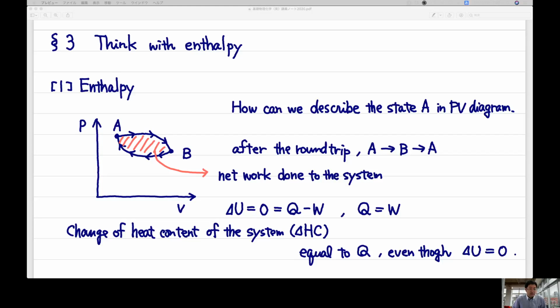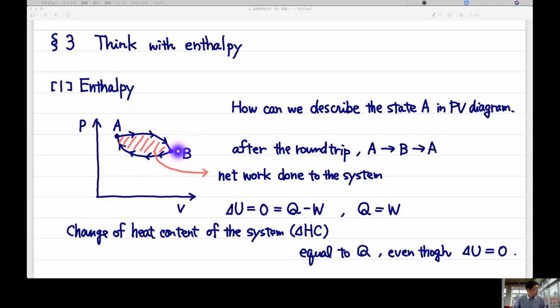Hi guys, in this video, I would like to talk about enthalpy. As I described before, internal energy is not appropriate for the discussion about reactivity. Instead of that, we use enthalpy. In order to understand what enthalpy is, this is the important question: how can we describe the state A in a PV diagram?